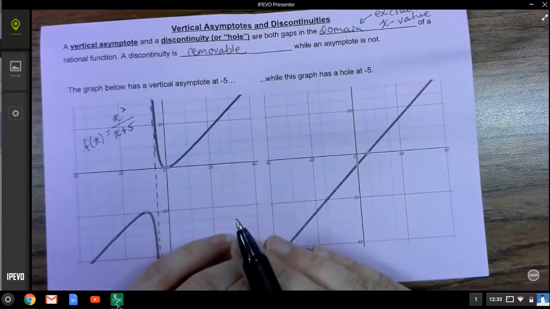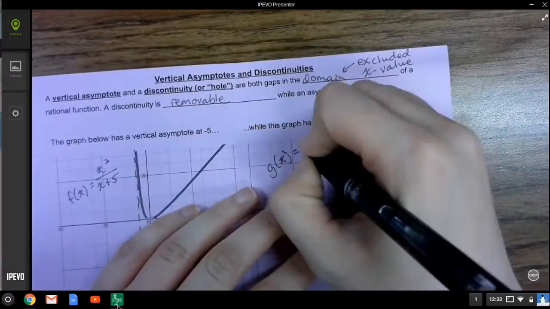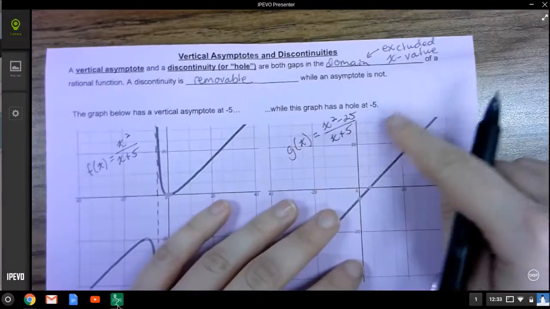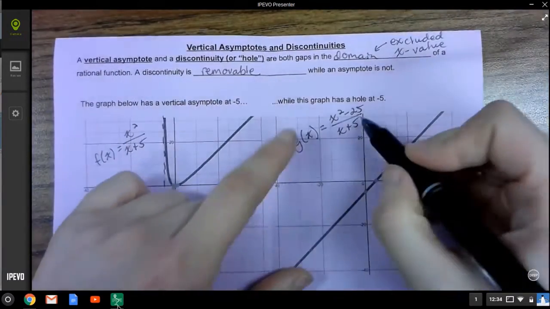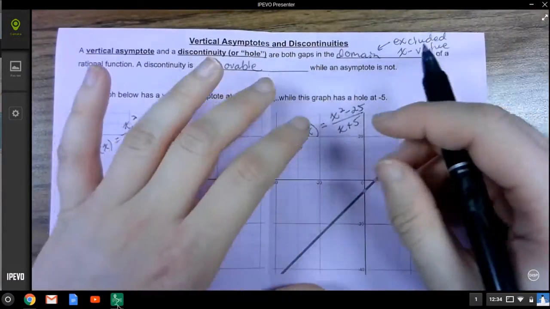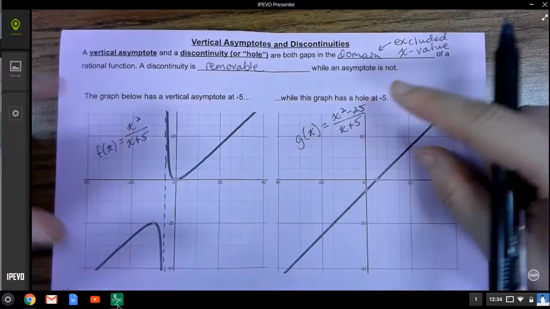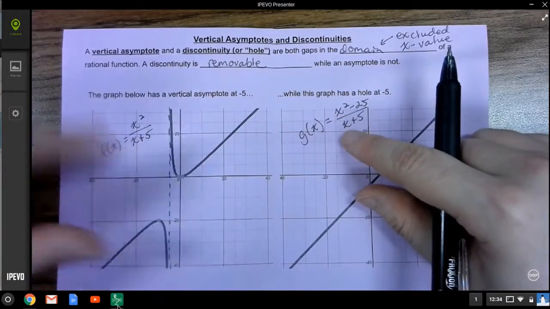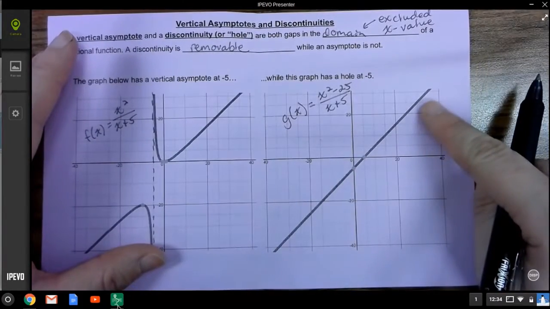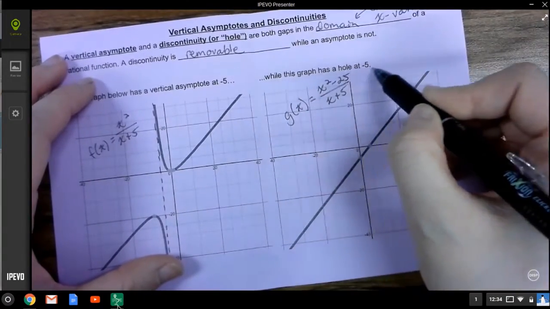This one, on the other hand, here's the equation for this one. Let's call it g of x, because why not? Now, this looks like it should be a rational function, because it's in a fraction form. It looks like that one. The only difference between them is this has a -25 in the numerator, but otherwise they both have an x squared and they're both divided by x plus 5. So they look like they should be about the same graph, and yet this one looks like a line. So what's wrong with this one? Apparently I'm telling you this graph has a hole at -5.